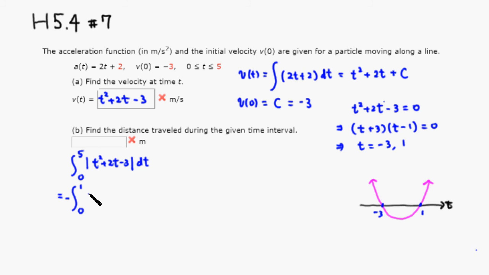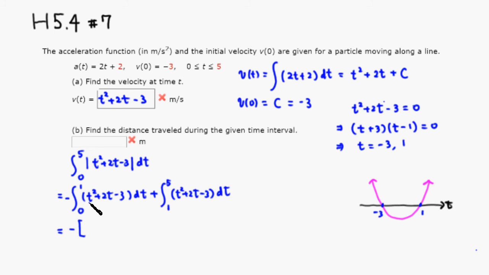Then you have t squared plus 2t minus 3 dt. Then you're going to go from 1 to 5. Since starting from 1 the velocity is positive, you can just take away the absolute value sign. So you have the integral of t squared plus 2t minus 3 dt. So let's evaluate this. You have a negative sign.